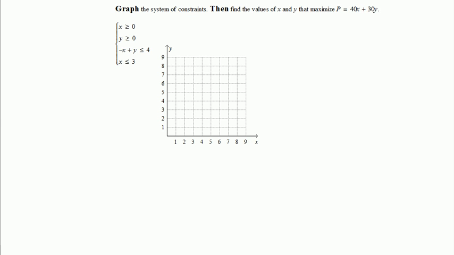The next equation, negative x plus y is less than or equal to 4, let's go ahead and rewrite that as y is less than or equal to, add the x to the other side, x plus 4, and graph it that way. So 4 would be my intercept right here. And it has a slope of 1, so up 1 over 1, all the way through these values. And let's go ahead and plot that line.